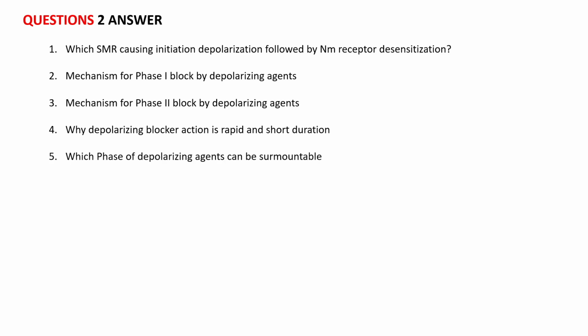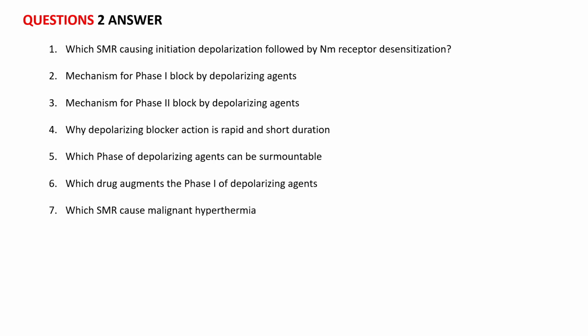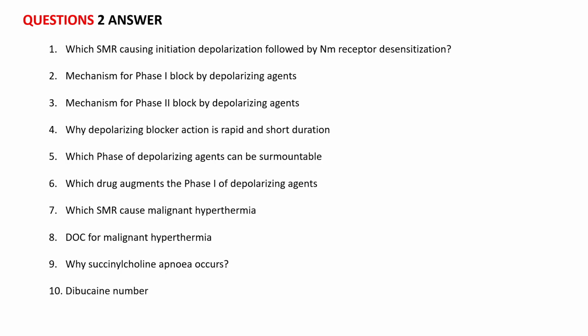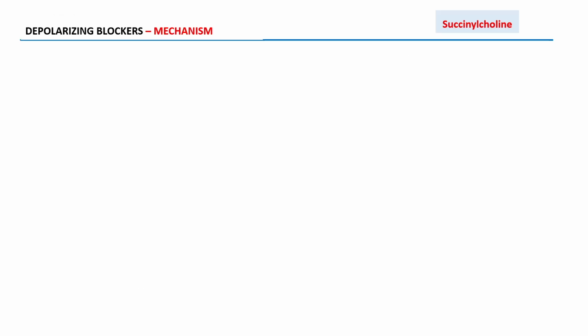And you need to answer which phase of the depolarizing agent can be surmountable, and which drug augments the phase 1 depolarizing agent, and which SMR is responsible for malignant hyperthermia as a side effect, and which is the drug of choice for malignant hyperthermia, and why succinyl apnea occurs, and also the concept of Dibucaine number.